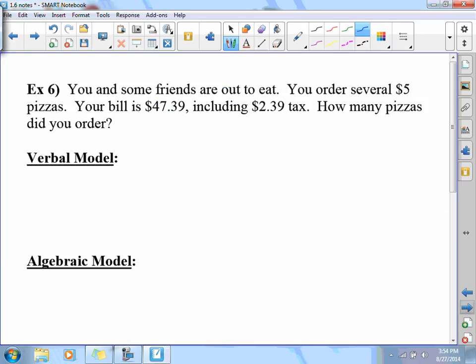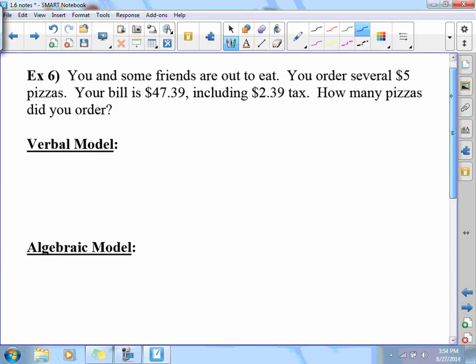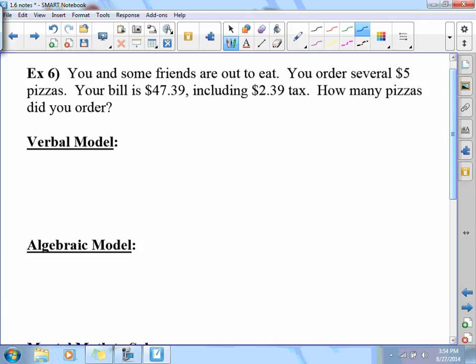Okay, example 6. You and some friends are going out to eat. Yay! I'm sure you have a lot of experience with that, going out with your friends and grabbing something to eat. You order several $5 pizzas. It doesn't say how many, there's several. But it does tell us they're $5 each. So maybe you went to Little Caesars. So when you get your bill, it's $47.39. Holy cow, that's a lot of pizza.